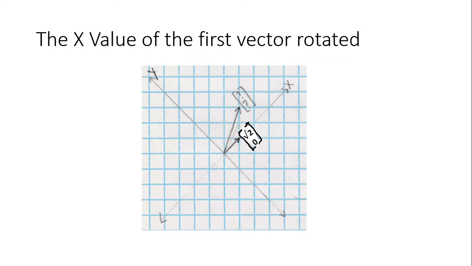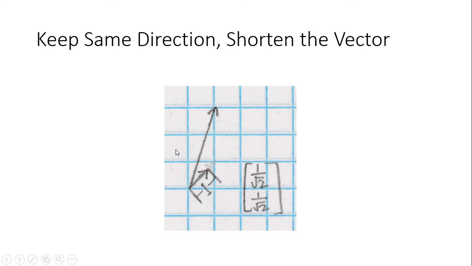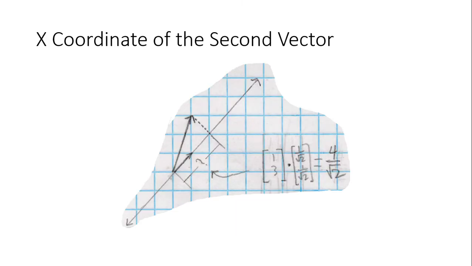So let's do the same thing. Let's find the x value of the second vector in this rotated space. We can find the x value of the second vector in the rotated space by projecting it onto the first vector. Because the first vector is the new x-axis, by projecting the second vector onto the first vector, we'll get its x coordinates. In this case, it's 4 over radical 2.